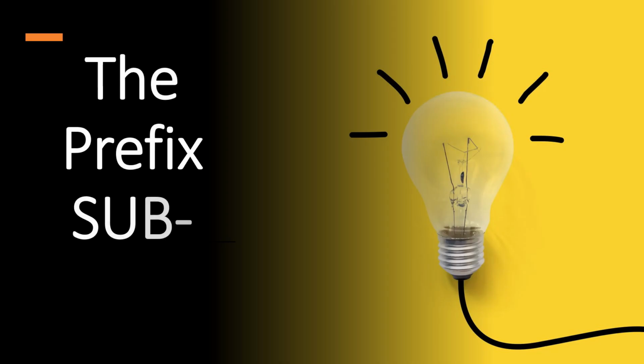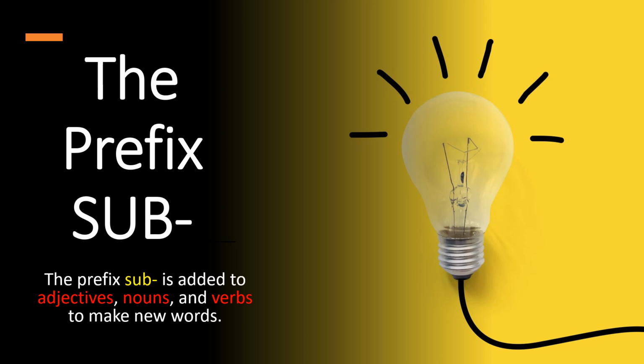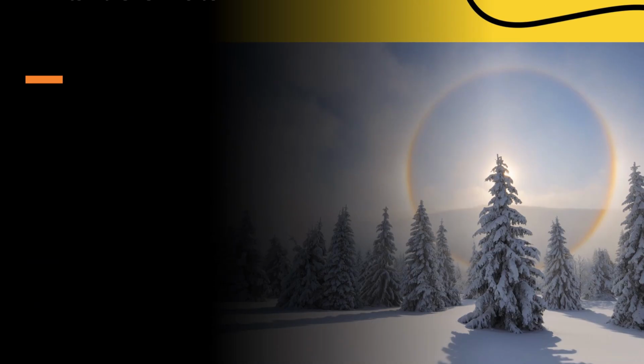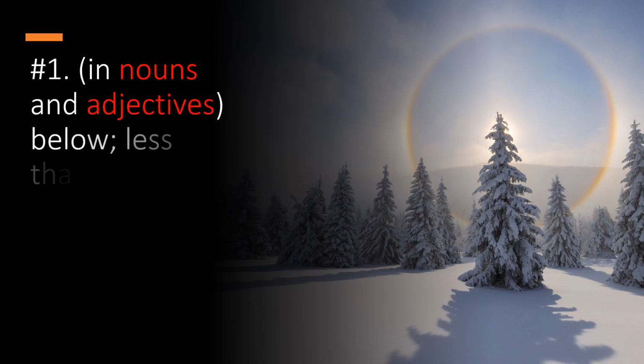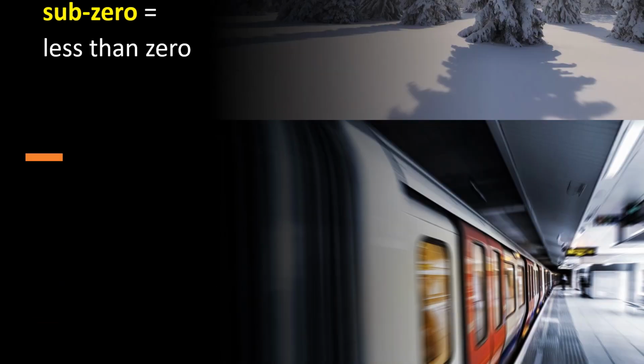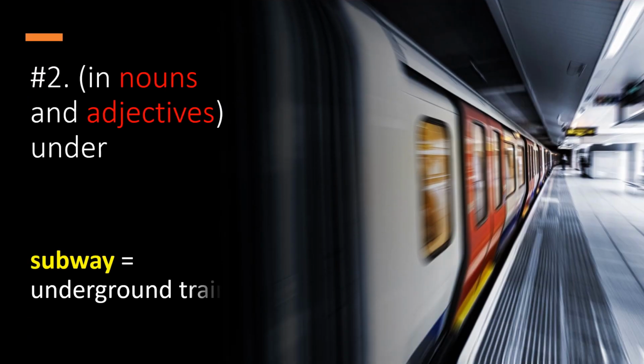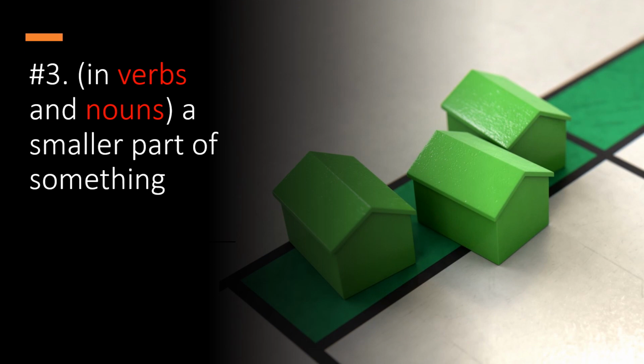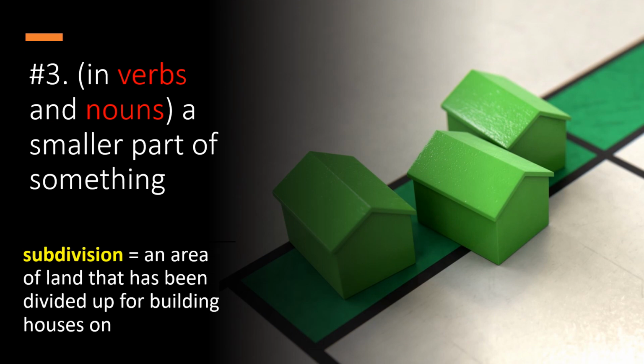The prefix sub is added to adjectives, nouns, and verbs to make new words. It's used three ways. Number 1. In nouns and adjectives to mean below, less than. Number 2. In nouns and adjectives to mean under. Number 3. In verbs and nouns to mean a smaller part of something.